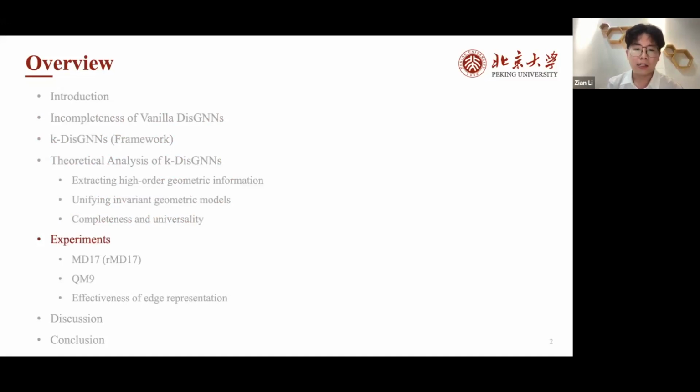We will then evaluate our models in experiments, and the benchmarks include MD17, revised MD17, and QM9. We will also do some other experiments to show the effectiveness of our model designs. Then we will have some discussion of our work, showing its limitations and some promising directions. Finally, we will give some conclusions and summarize our contribution. So let's continue.